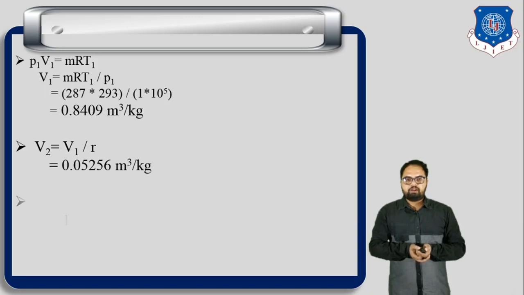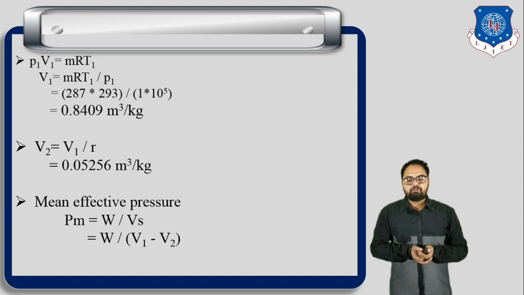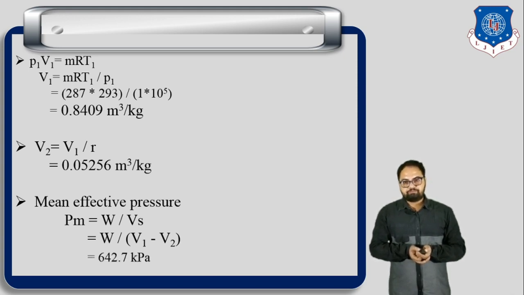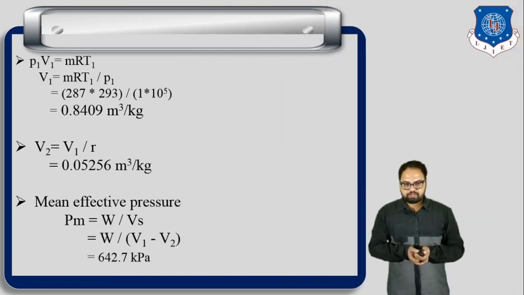Now we need to find out the swept volume Vs, that is V1 minus V2, and the equation of mean effective pressure, that is net work done divided by swept volume, W divided by V1 minus V2. By solving this equation, we will get mean effective pressure as 642.7 kilopascal. So this is all about the numerical of heat engines.